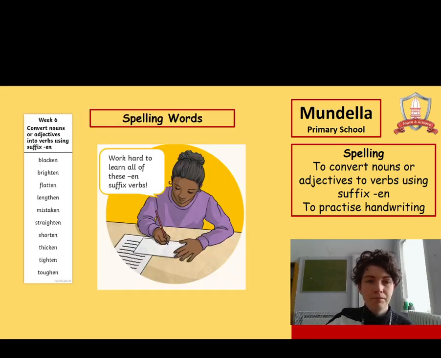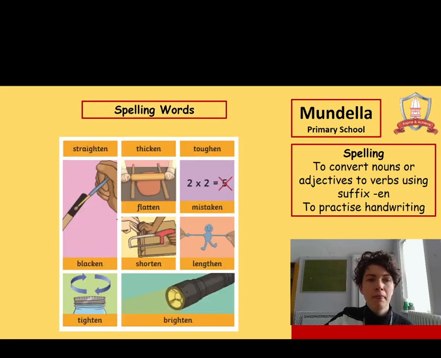Right, so these were your spelling words that I want you to practice. So we've got blacken, brighten, flatten, lengthen, mistaken, straighten, shorten, thicken, tighten and toughen. Okay, those are your spelling words. Pause the video now to write those down. And let's have a little look to see what those mean.